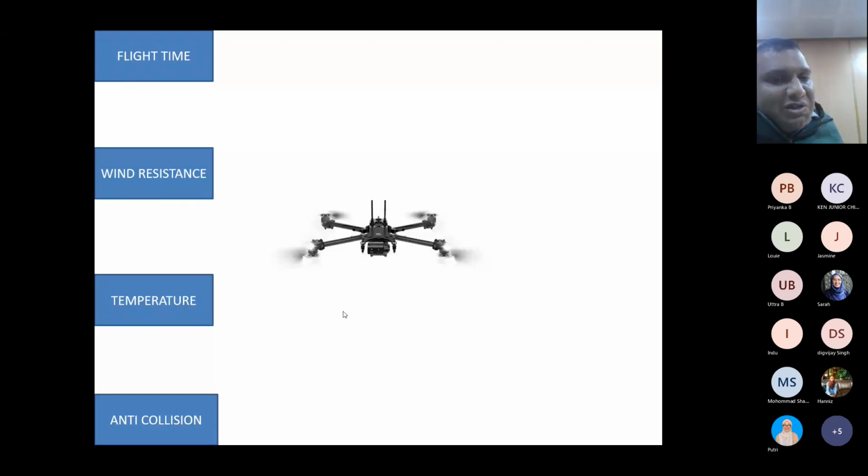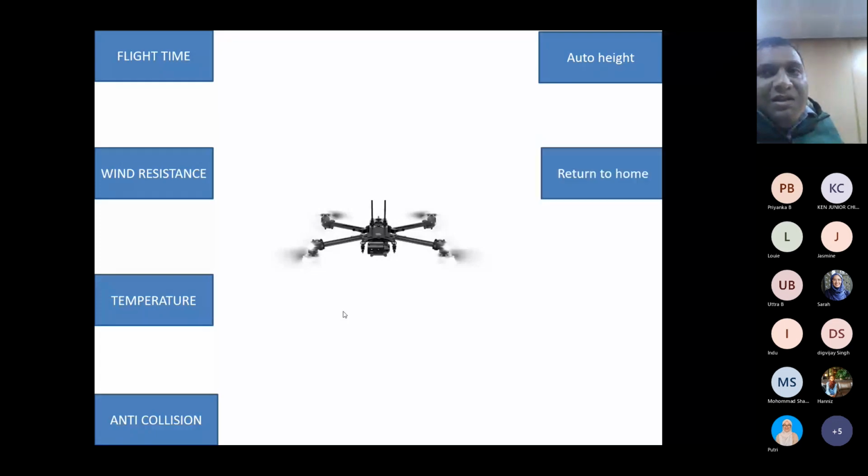Articulation, now drones are coming with articulation, because we fly above the trees, and sometimes some may fail. And the most important thing is auto height detection. It should automatically fly with respect to the height, with respect to the base. Nowadays, this is being given in most drones.